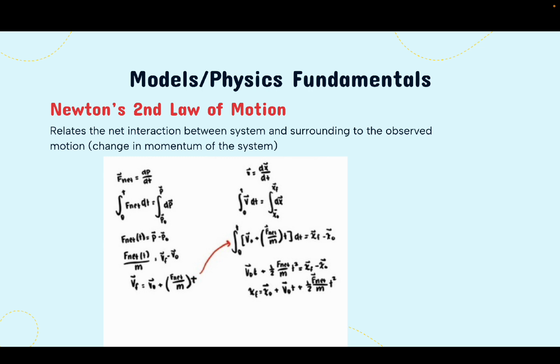Newton's second law of motion relates the net interaction between system and surroundings to the observed motion, which is the change in momentum of the system. Because we know net force is the change in momentum, we can integrate both sides to get the updated velocity kinematic equation. Once we found that equation, we can then use the fact that velocity is equal to the change in position. Thus, integrating both sides and plugging in the updated velocity kinematic equation, we can get the updated position kinematic equation. These two equations are used to model the motion of our object.